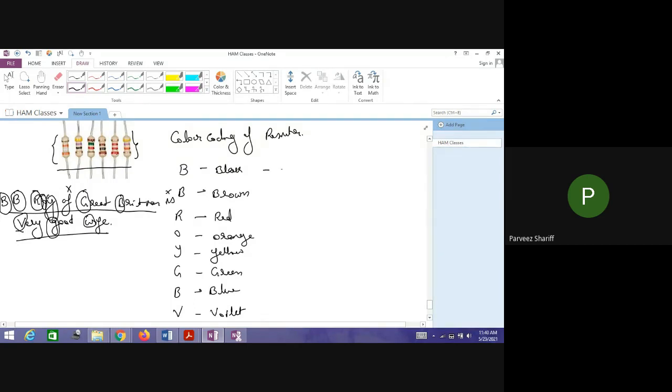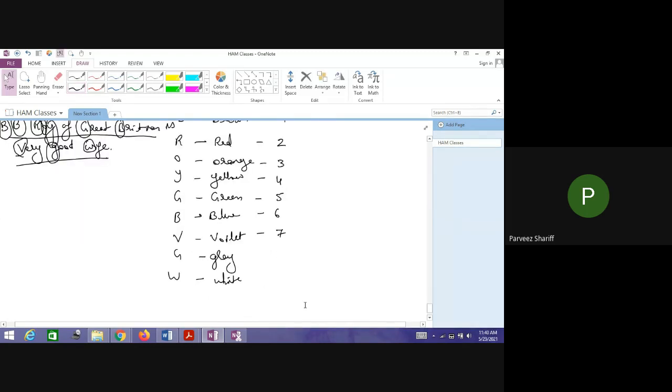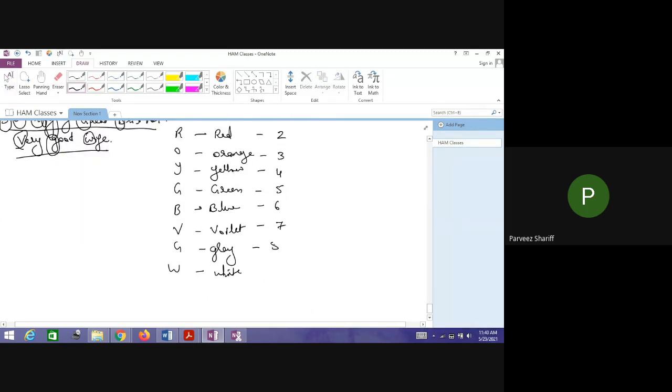Now what is the value of each color? Black is 0, brown is 1, red is 2, orange is 3, yellow is 4, green is 5, blue is 6, violet is 7, gray is 8, white is 9.